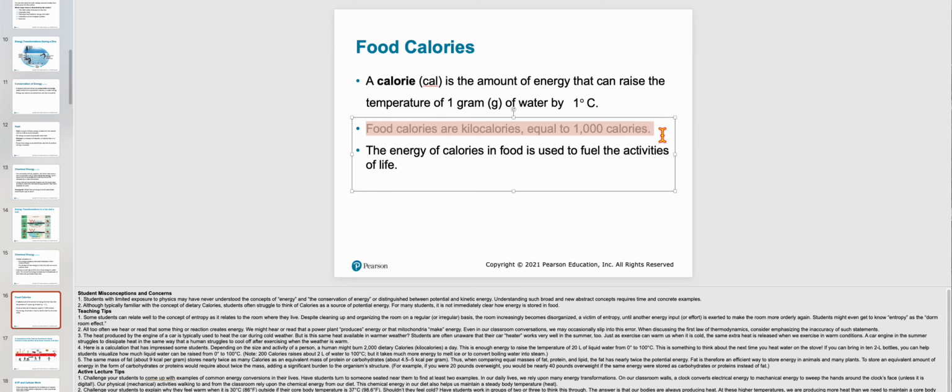So it's not just 320 calories, it's really 320,000 calories, really, because food calories are always in kilocalories. Okay, all right, next slide.